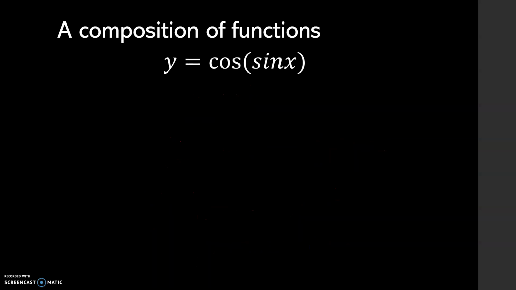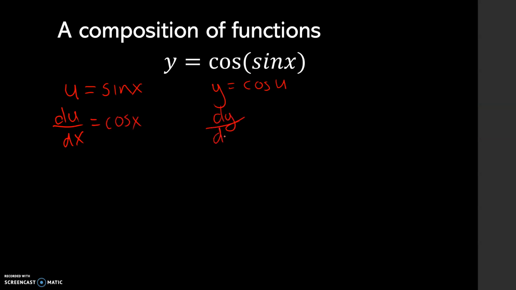Let's do that again. Can you find the inner function and the outer function? Hopefully you said the inner function is sine and the outer function is cosine. So we'll say u is equal to sine of x, which makes y equal to cosine of that other function u. du/dx, the derivative of sine, is cosine of x. And dy/du is negative sine of u.